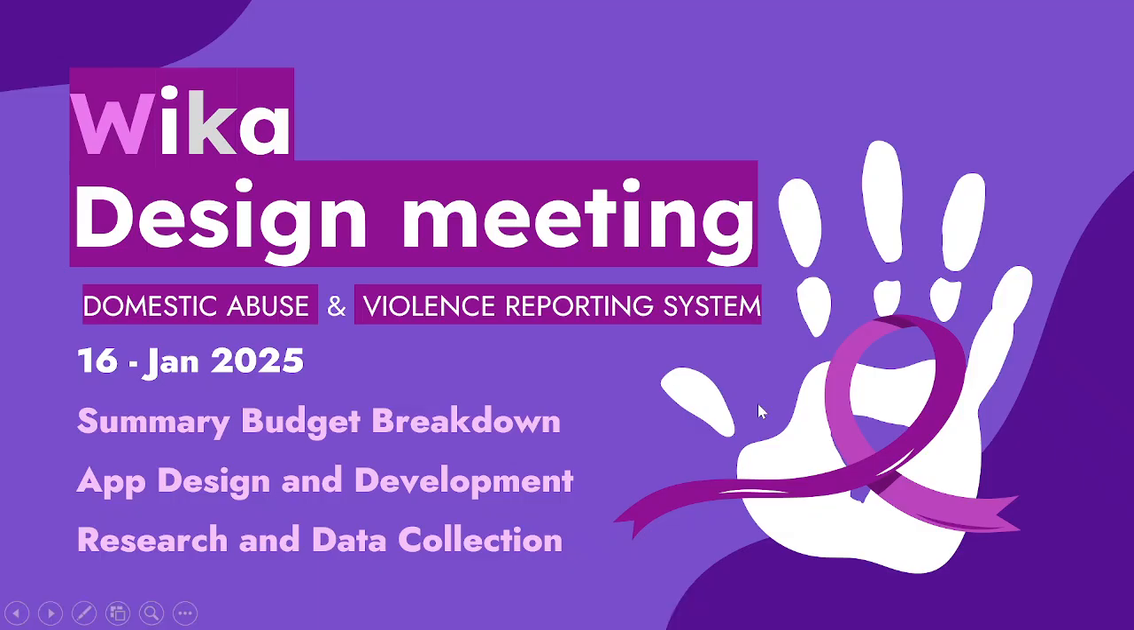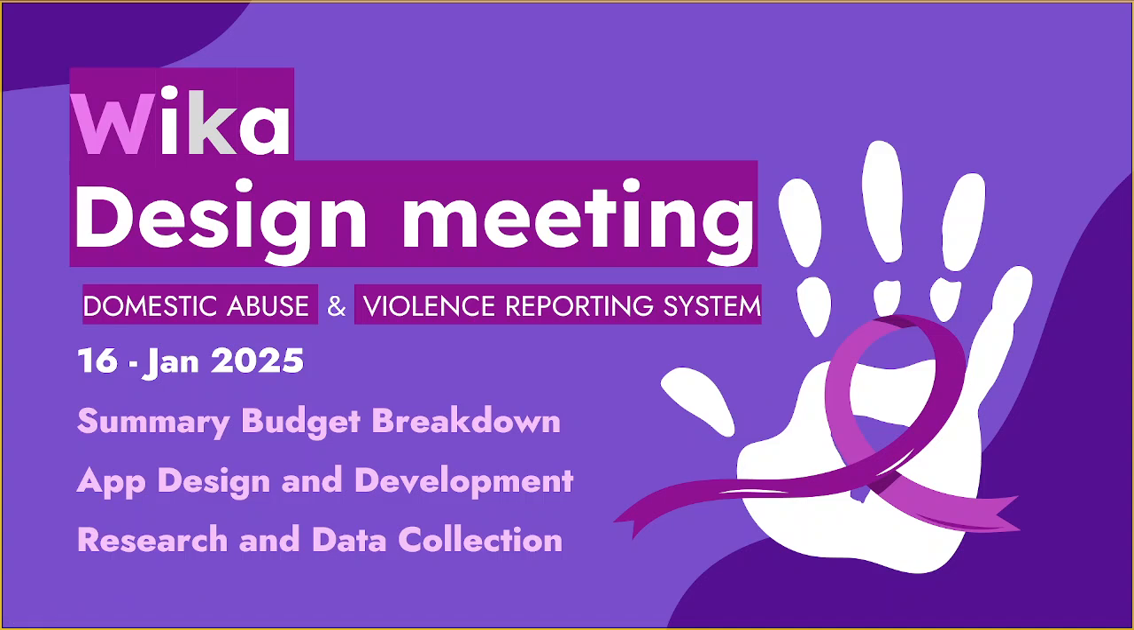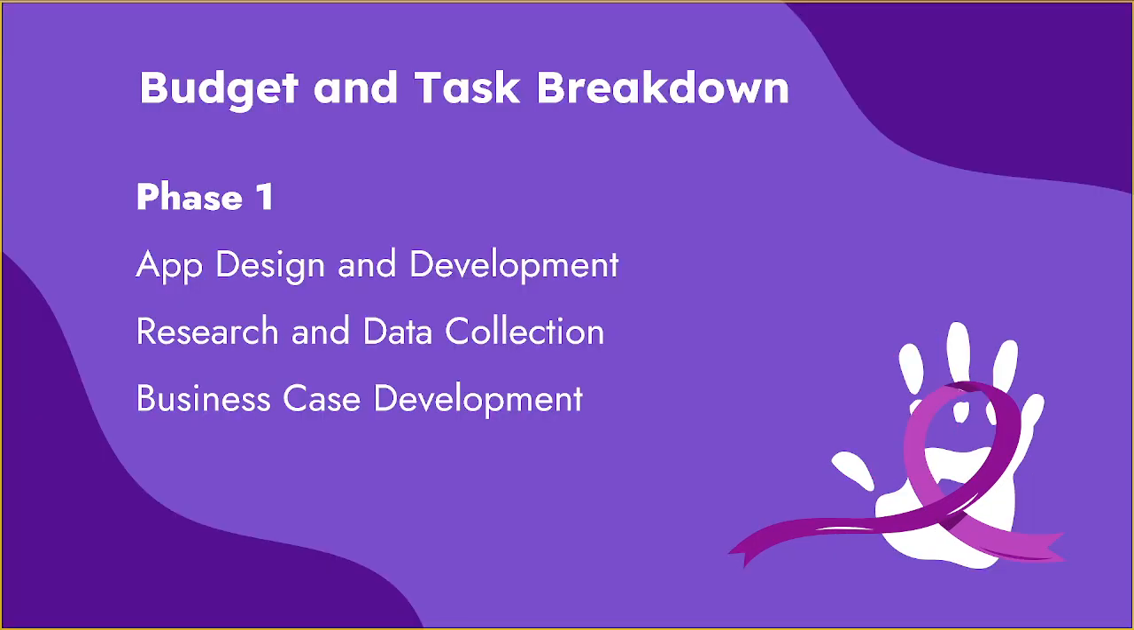All right, so this is a Wika design meeting. So phase one, I've called it phase one. There's phase one, which is what they're funding, and then there's phase two, and then there's phase three. So this is for phase one. So we have app design and development, research and data collection, and business case development. This is what I've broken down.